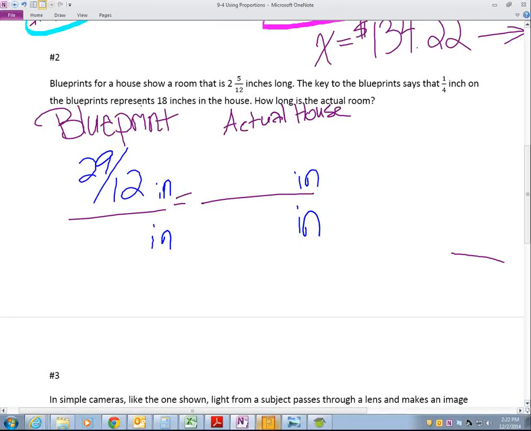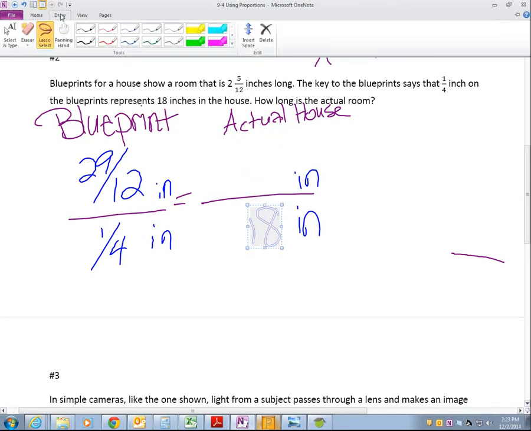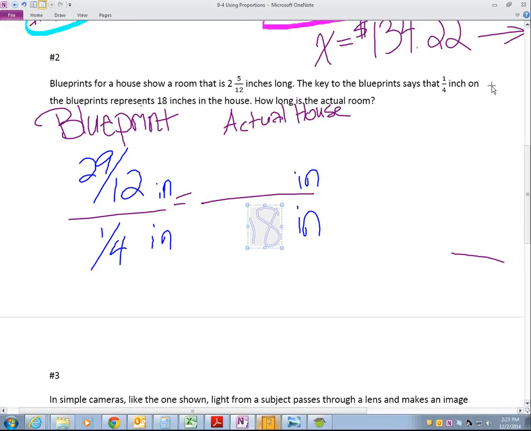So we have more information about the blueprint. So this is going to be 1/4 of an inch. And am I going to put my 18? Is 18 going to go there, or is it going to go below it? Is 18 related to a quarter inch, or is 18 related to 29/12 inches? It's related to a quarter inch because it tells us right here. It tells us, blueprint says that 1 inch on the blueprint represents 18 inches on the house. It tells us right there. Okay?